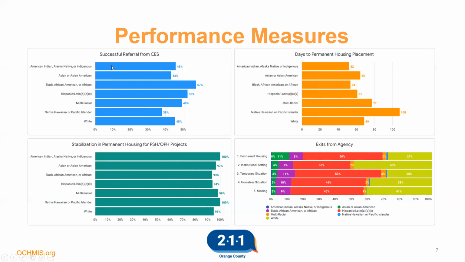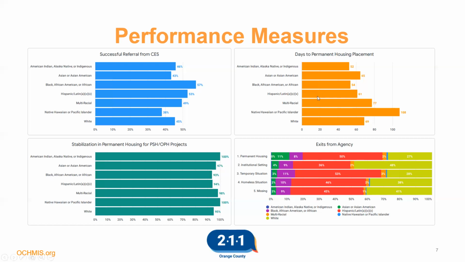So this is a sample of what the measures look like. Each measure is a separate chart. And again, you'll be able to see for each race or ethnicity how the clients are performing. So you can see Native Hawaiian or Pacific Islanders have less successful referrals from coordinated entry, and they are taking longer to be placed in permanent housing units. So you can go through this dashboard and you'll be able to make those kinds of conclusions about your data to help you understand where to go moving forward.